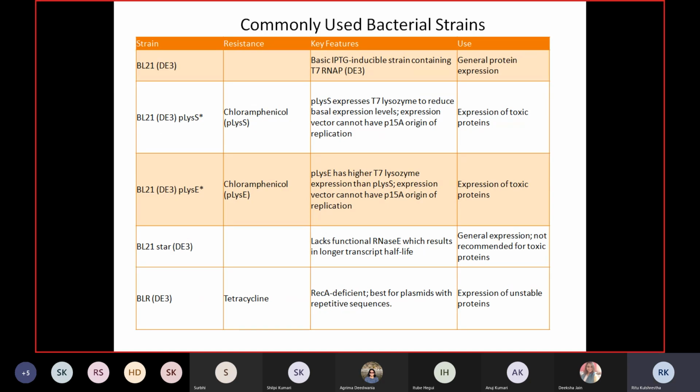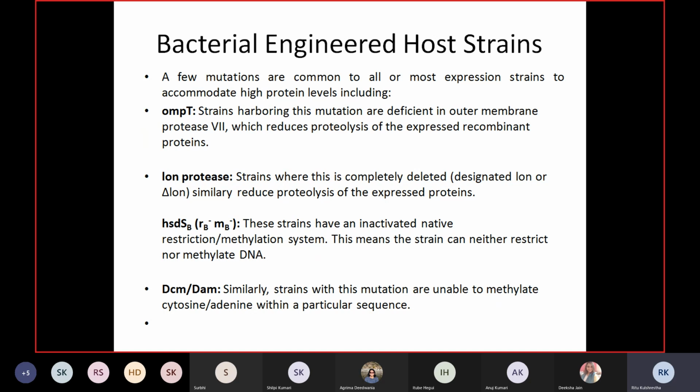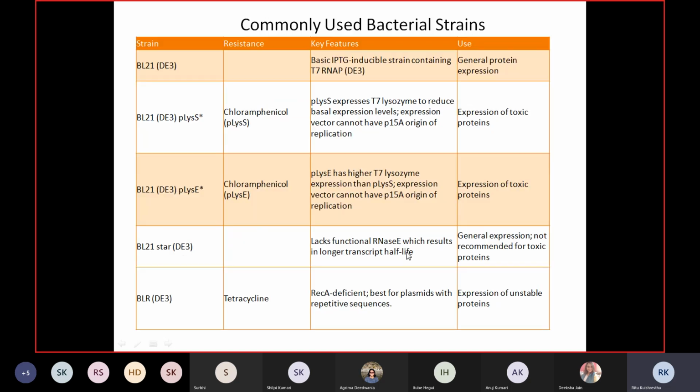Now let me tell you about the various other modifications as well. I've just told you that you don't prefer a host strain which is restriction or methylation positive, or it should be proteolysis deficient, etc. But there are other changes also which have been made in these bacterial strains. One very commonly used bacterial strain is BL21.